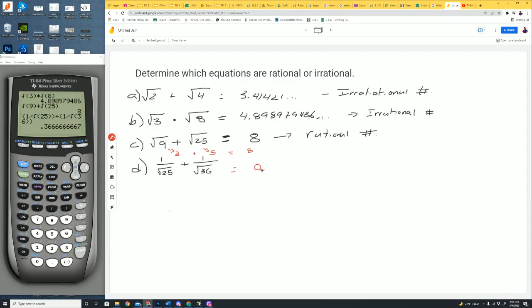0. We don't see the 0, but 0.3666666, and then it rounds up to 7 at the end. But if we see these numbers are repeating, this is 0.36666, we can write that as a repeating decimal. And if you guys recall, a repeating decimal is a rational number.